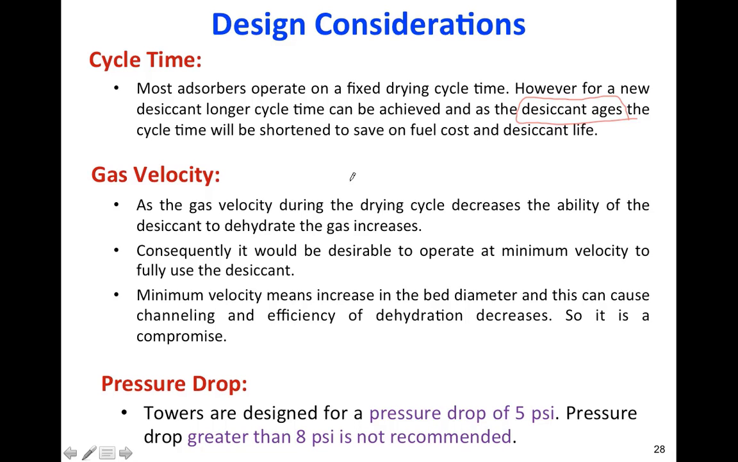In general, cycling time means how long I can use the solid particles. If they are new, young particles, we can use them for a longer time, so there will be a longer cycle time. If they are aged, if they are old, we have a shortened cycle time. We need to use them for a shorter time, because their capacity won't be enough to use them for a long time. Next, the gas velocity in the column.